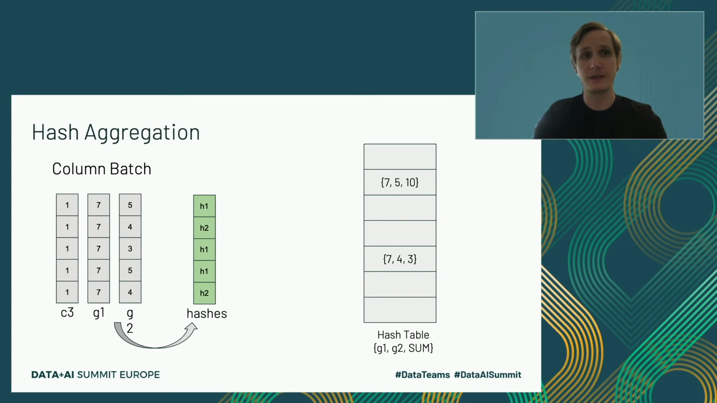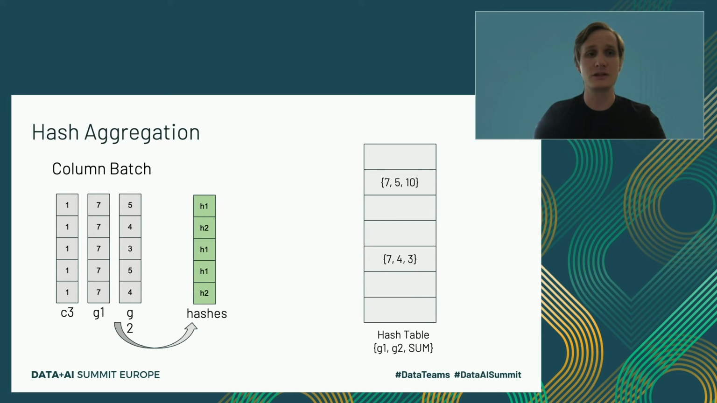Hash aggregation. Let's take a look. On the left-hand side, we have our input column batch. Only the interesting columns are shown: G1, G2, and C3. And for ease of exposition, I've omitted the filter and all the active row stuff because it makes it easier for us to think about.